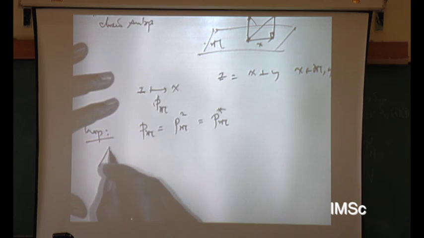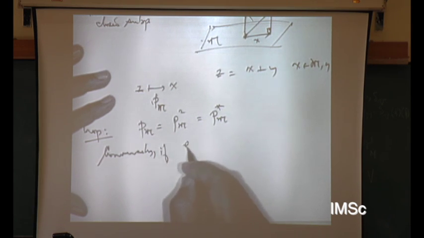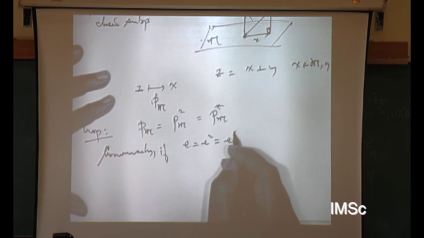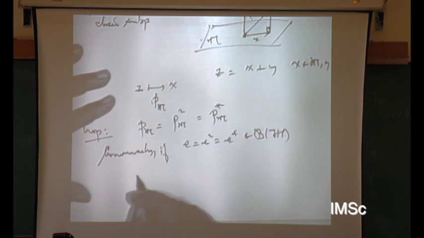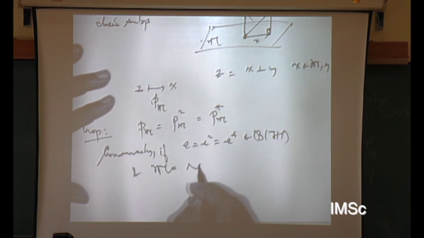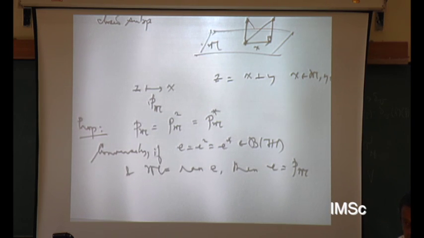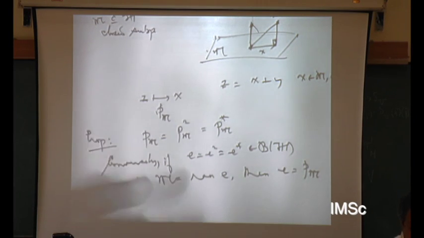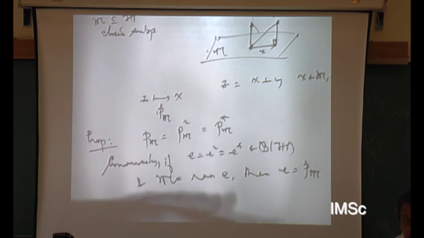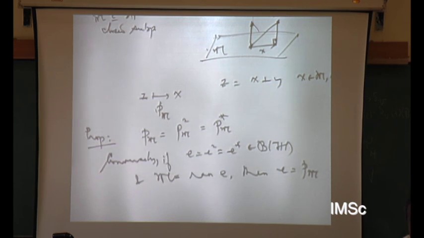And conversely, if E equals E squared equals E star, and if M equals the range of E, then E equals P_M. Thus the geometric notion of an orthogonal projection is algebraically captured by the requirement that the operator is idempotent and self-adjoint.